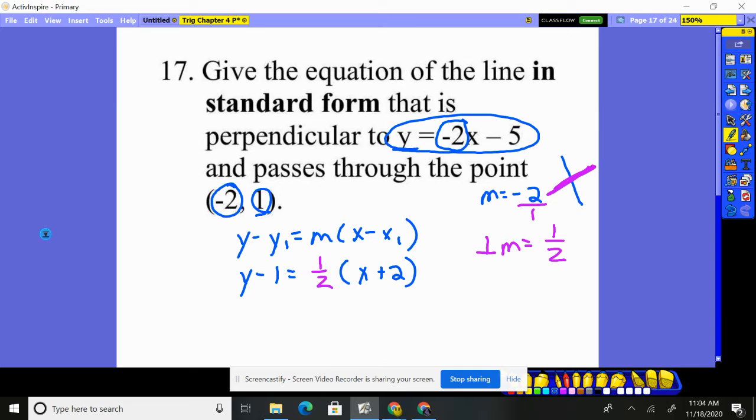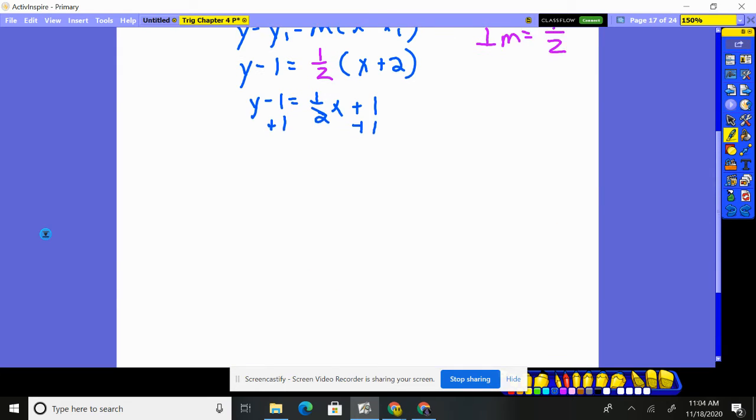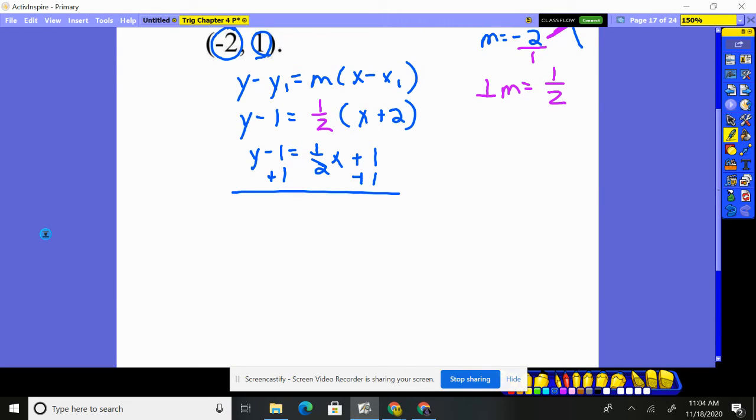Now, all we need to do is distribute through half x plus 1. I now move my 1 over, add 1. Let's clean this up and improve the handwriting. 1/2 x plus 2. Now, in slope-intercept, we're done, but it says standard. We must now manipulate it.